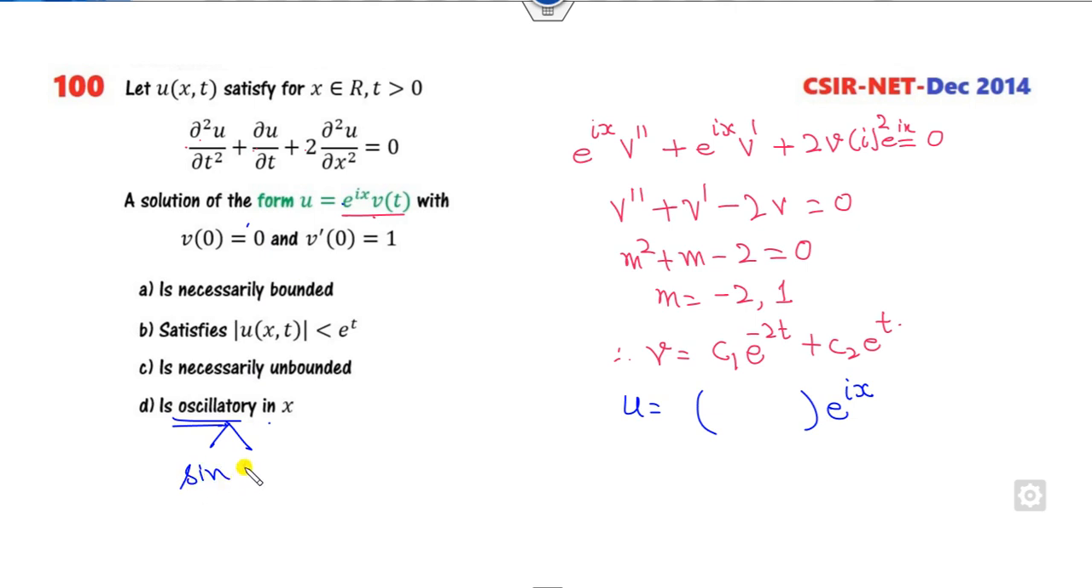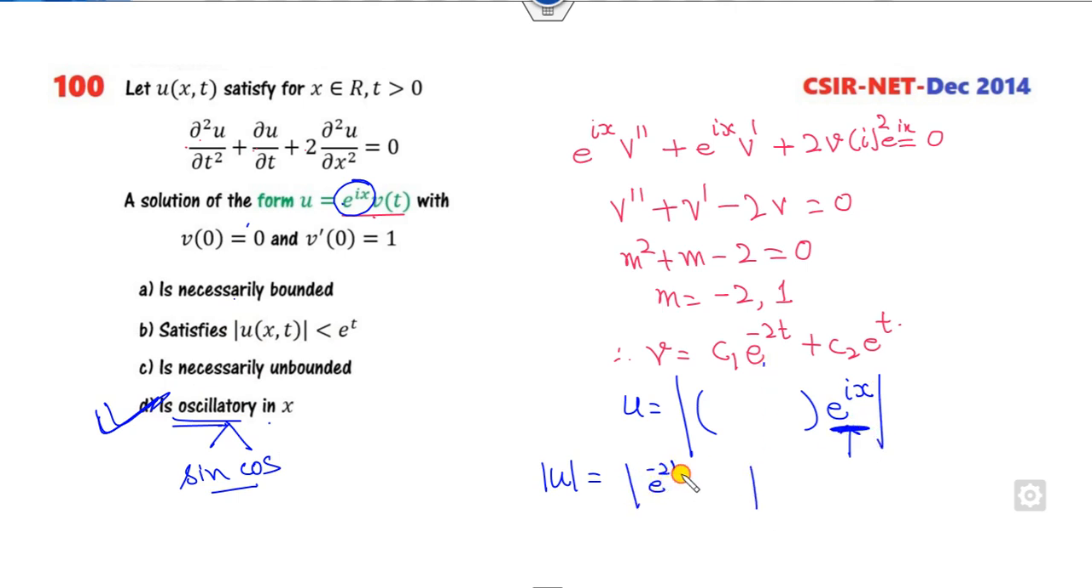It will be formed in the form of the sine and cosine. But due to this exponential part here, it gives the sine and cosine form. That's the right answer. It is bounded, unbounded, and mod of this. So we can check about the mod of this. So what is the mod of this? Because this part is a 1, so it is a mod of this quantity.